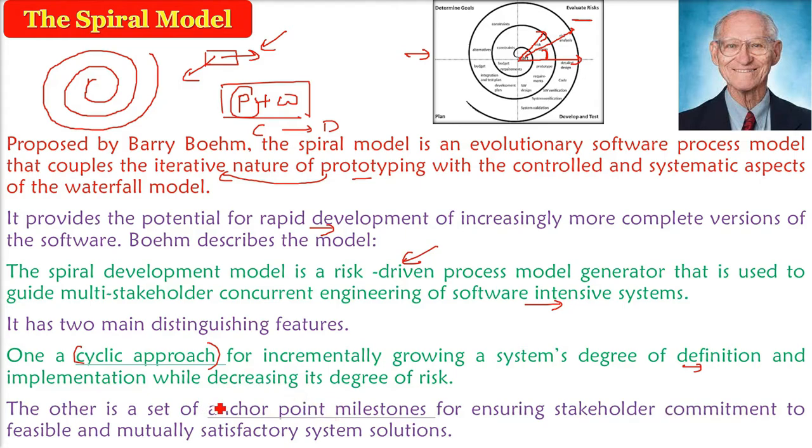The second distinguishing feature is the anchor point milestone. Once you complete one spiral, there has to be some output. And what is the output? It is something agreed upon and satisfying the consumer, because you are committed to the stakeholder. So the anchor point milestone is you are giving something to them.